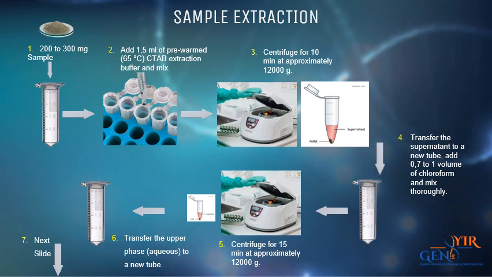Sample extraction. Weigh 200 mg to 300 mg of the test sample into a 2 ml tube. Add 1.5 ml of pre-warmed CTAB extraction buffer and mix. In some cases a higher amount of buffer may be required to suspend the matrix. Centrifuge for 10 minutes at approximately 12,000 G force. Transfer the supernatant to a new 2 ml tube, add 0.7 to 1 ml volume of chloroform and mix thoroughly. Centrifuge for 15 minutes at approximately 12,000 G force. Transfer the upper aqueous phase to a new 2 ml tube.